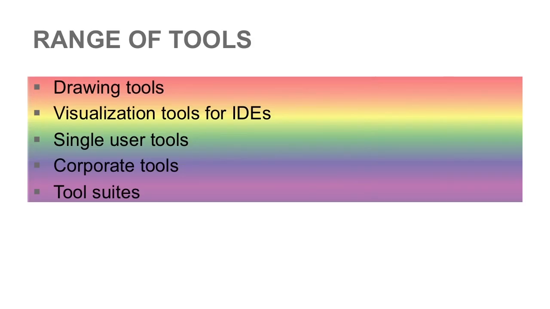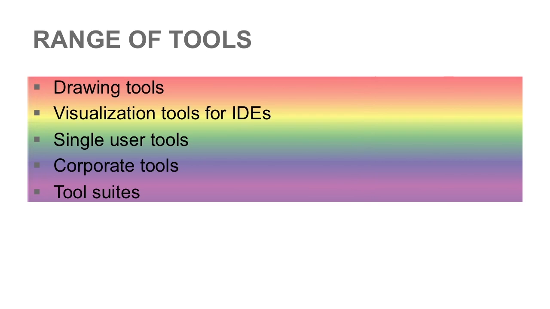A whole spectrum of tools is available for producing UML diagrams and models, starting with drawing tools, which may just allow you to draw shapes and add text, or may have some kind of templates for the standard UML shapes. Next in complexity are typically visualization tools for IDEs, which allow you to visualize elements of your code in UML form. This is usually limited to class diagrams. Once you start looking at proper modeling tools, there are single-user tools that allow you to create models and diagrams, but don't allow a team to work together on a project except by copying files.